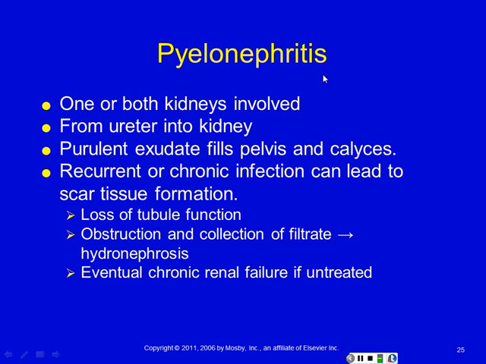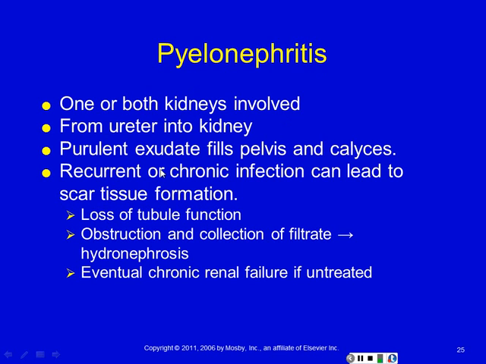All right, so pyelonephritis. This is an infection involving one or both kidneys. Usually it's ascending, so it's gone from the ureter up into the kidney, and you get purulent exudate. So literally you get pus in the renal pelvis. Pyelonephritis has to be treated because kidney destruction can result if it's not.